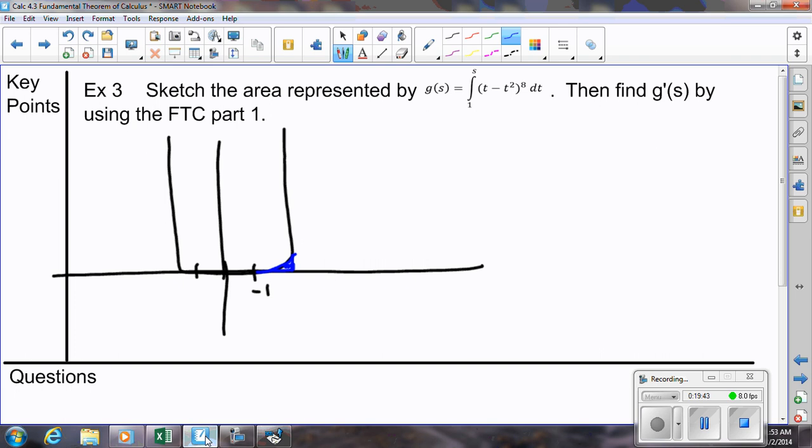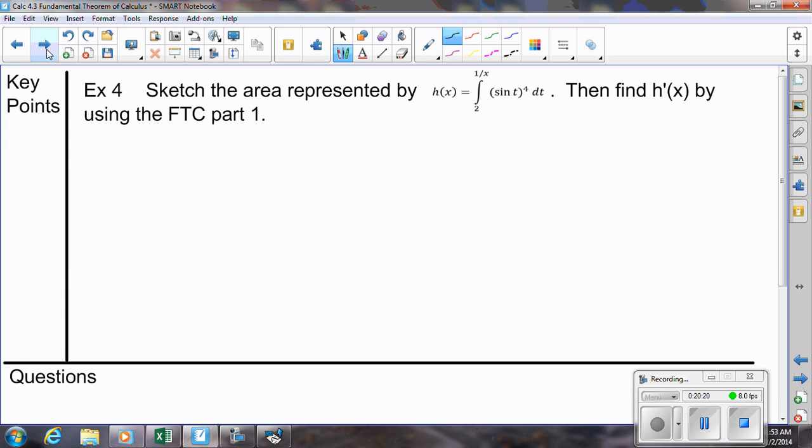Now, given that we have g of s, what is g prime of s? S minus s squared to the 8th. And we're done. That's a very, very quick way to get this derivative. The Fundamental Theorem of Calculus has the name fundamental for a reason. It's massively important, and it provides some incredible shortcuts to be able to do certain things very, very quickly.